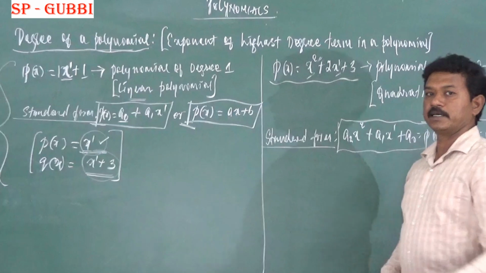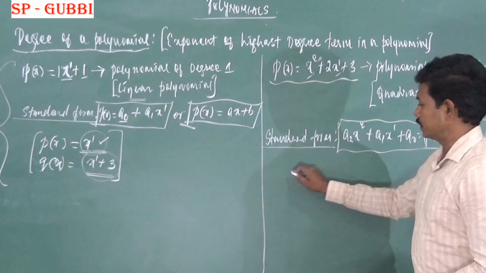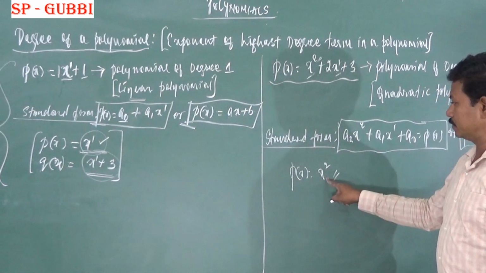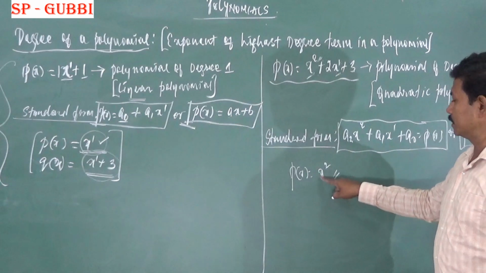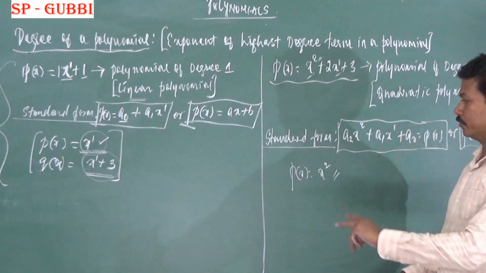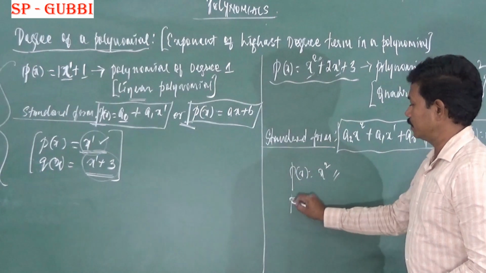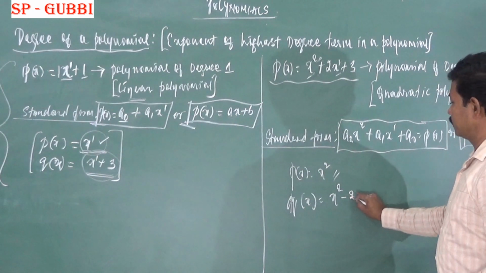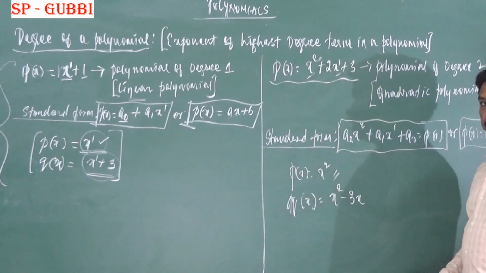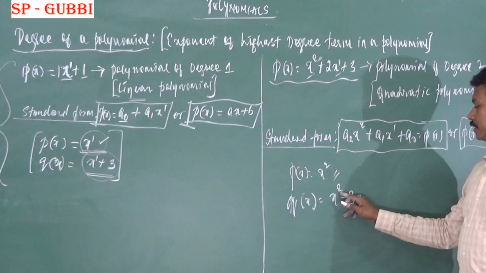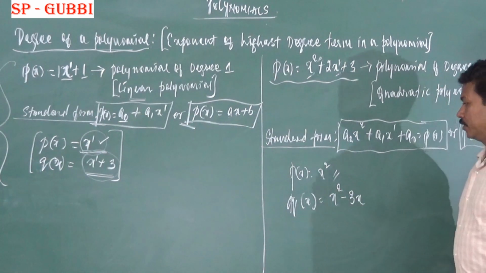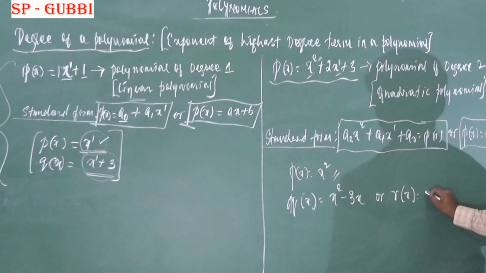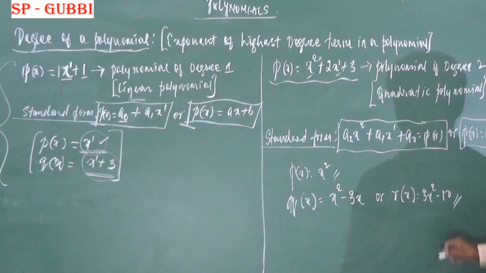So a quadratic polynomial can exist in three different forms. For example, p of x is equal to just x square. It's a monomial as well as a quadratic polynomial because the highest degree of the variable is 2. Again I will take another example. Q of x is equal to x square minus 3x. So it's a binomial. The highest power of the variable involved is 2, therefore it is a quadratic polynomial again. Or it can also be written as r of x is equal to 3x square minus 10. So this can also be possible.